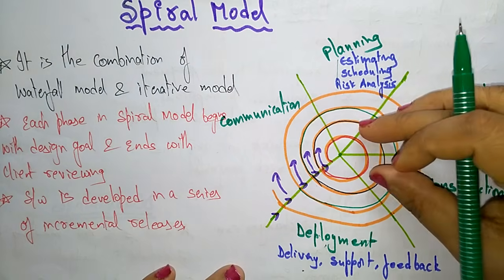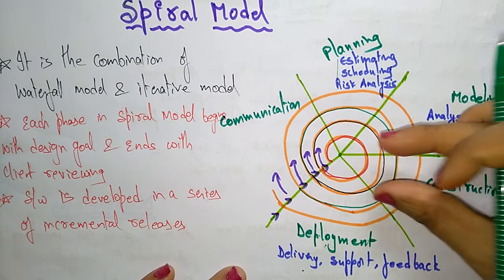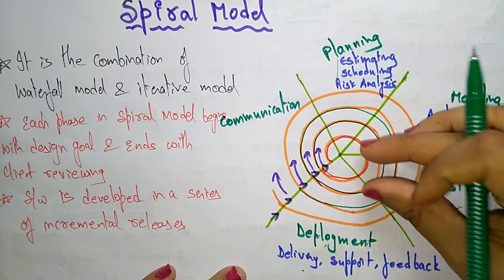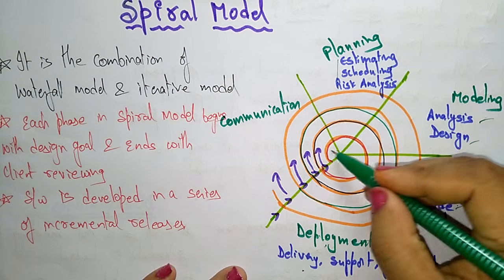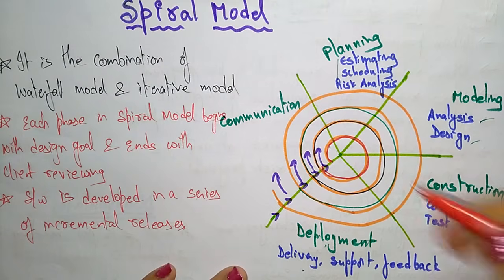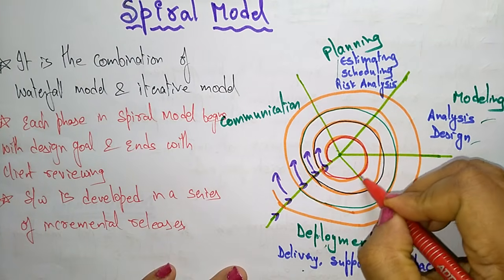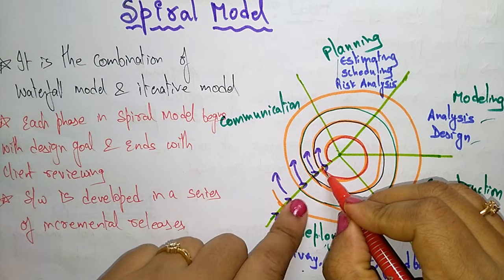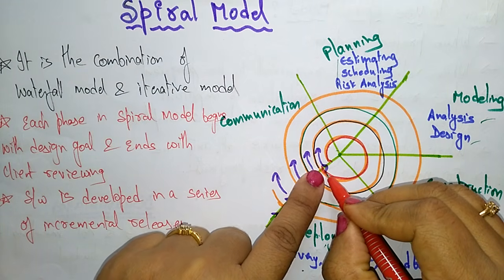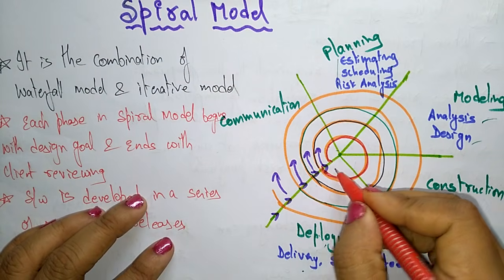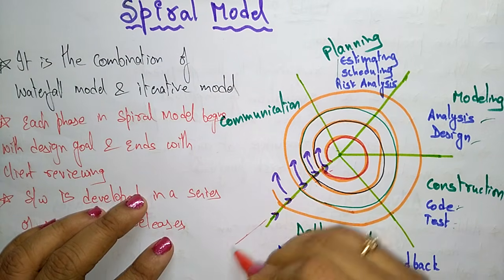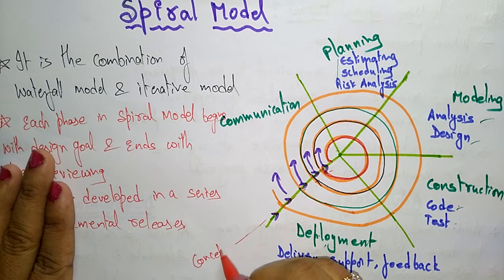So it is divided into frameworks. The main thing is that task regions will be there. These are the different task regions. If you take the first task region, this task region explains the concept development. The red circle indicates the concept development.